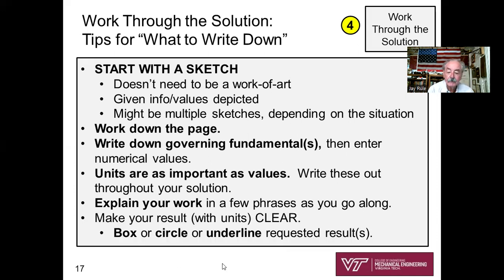Okay. Let's say, great, you've done all of that work, you've gotten to a final result. Make your result clear to the person looking at or evaluating your work. Come up with your own style. Either box it, or circle it, or underline it with a number of lines. Make it clear what the result is with units. So make it clear to everybody, including yourself, that you've gotten to a final result and you're showing what that final result is with units written out.